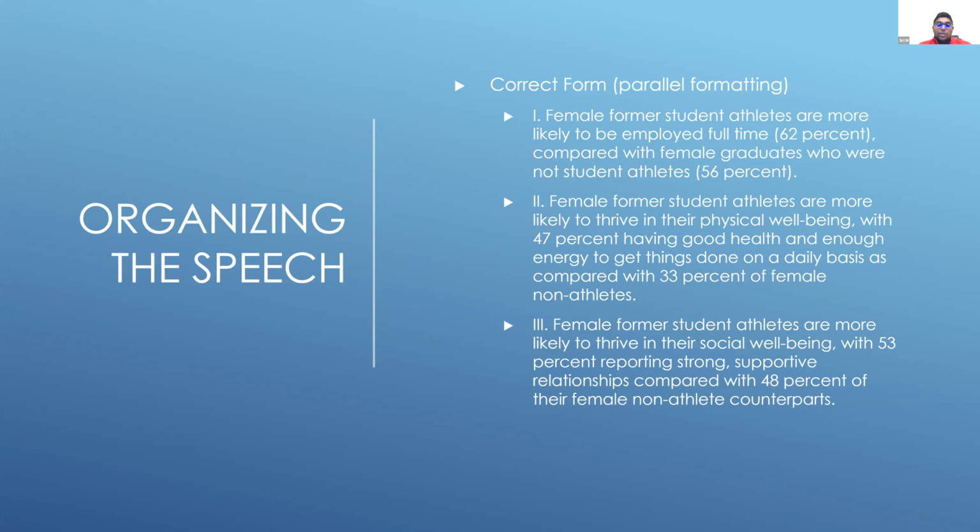This follows the same type of sentence structure and grammar that my first main point followed. Same for the third one. Female former student athletes are more likely to thrive in their social well-being, with 53% reporting strong supportive relationships compared with 48% of their female counterparts. So as you can see, all three of my main points now do follow this parallel formatting, and they read the same type of way, and my audience would not get confused about how I'm presenting. So you want to try to follow this parallel formatting whenever you present a main idea throughout your speech for any kind of speech.